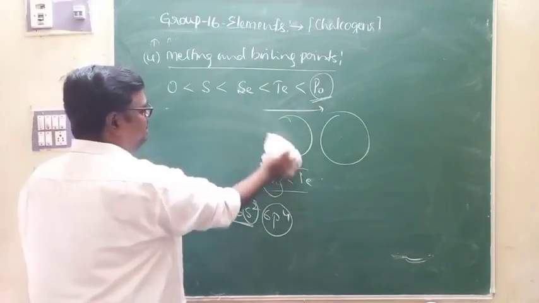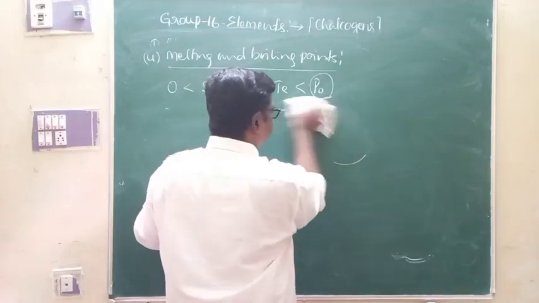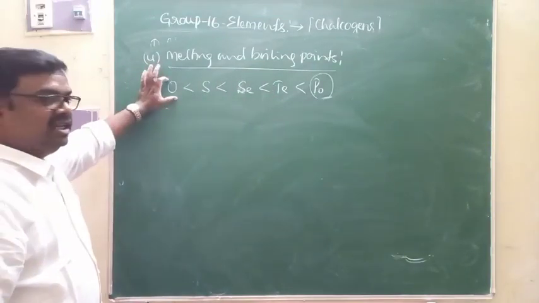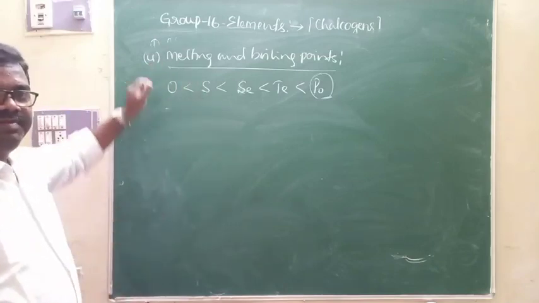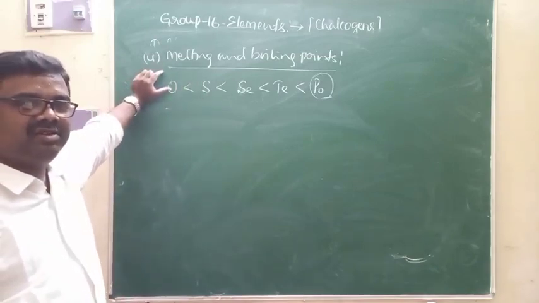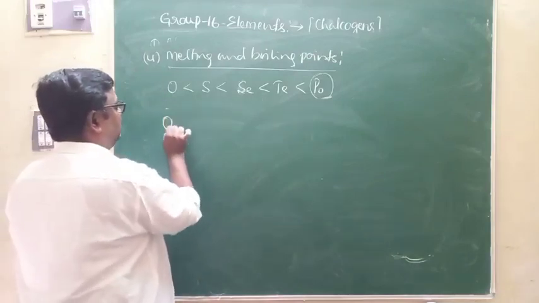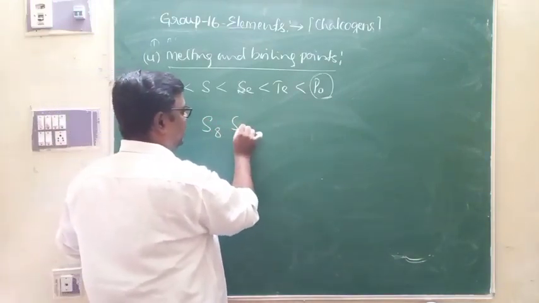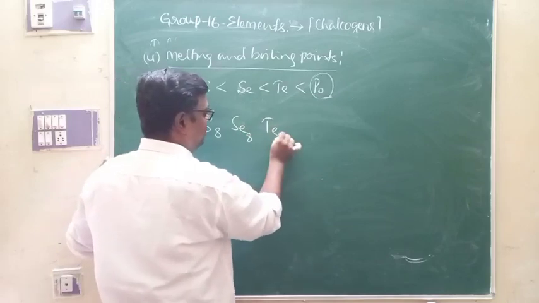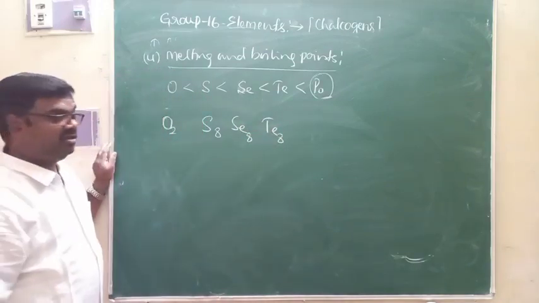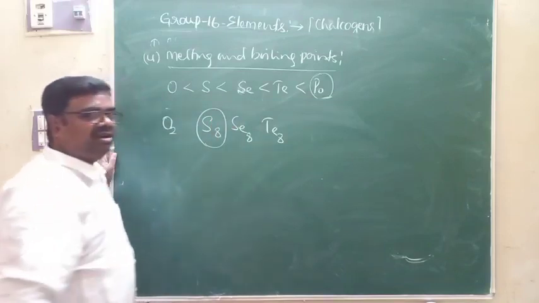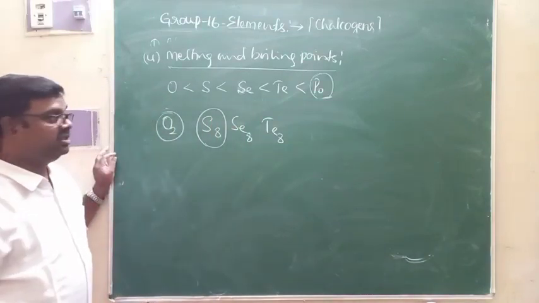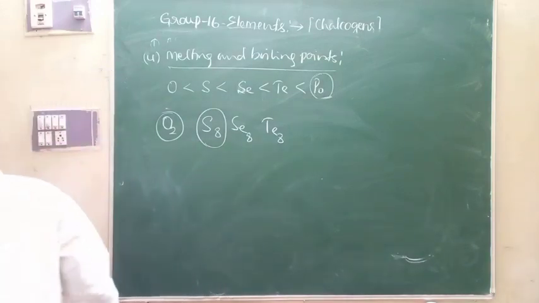And of course, because of size variation and electronegativity variation, oxygen is a gas, remaining are solids. Oxygen is a gas, remaining are the solids. At the same time, oxygen can form a diatomic molecule, whereas sulfur, selenium and tellurium can form polyatomic molecules, that is octatomic molecules. So oxygen can form only diatomic molecules. So this is what we call melting and boiling points.